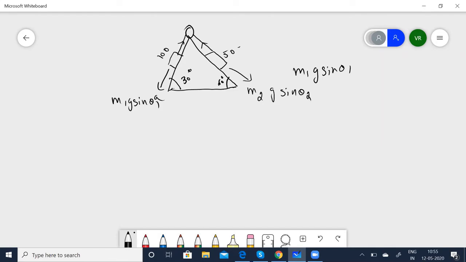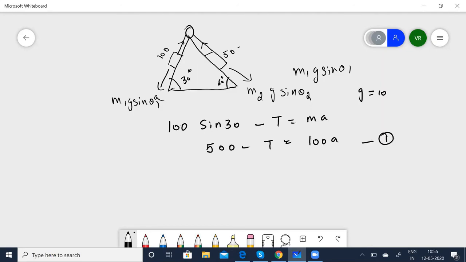Looking at the first one, that is 100 times sine 30 minus T is equal to ma. Sine 30, you know, is half, and g is equal to 10, as given. When you calculate, you get 500 minus T is equal to 100a. Let us have this as equation 1.